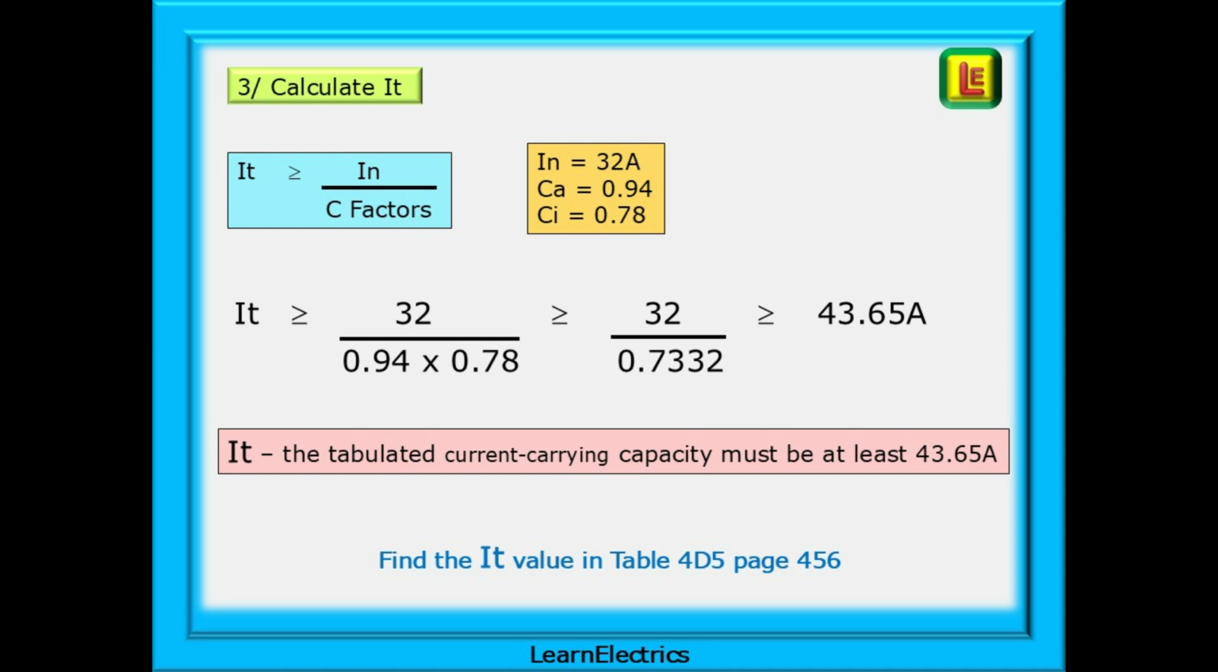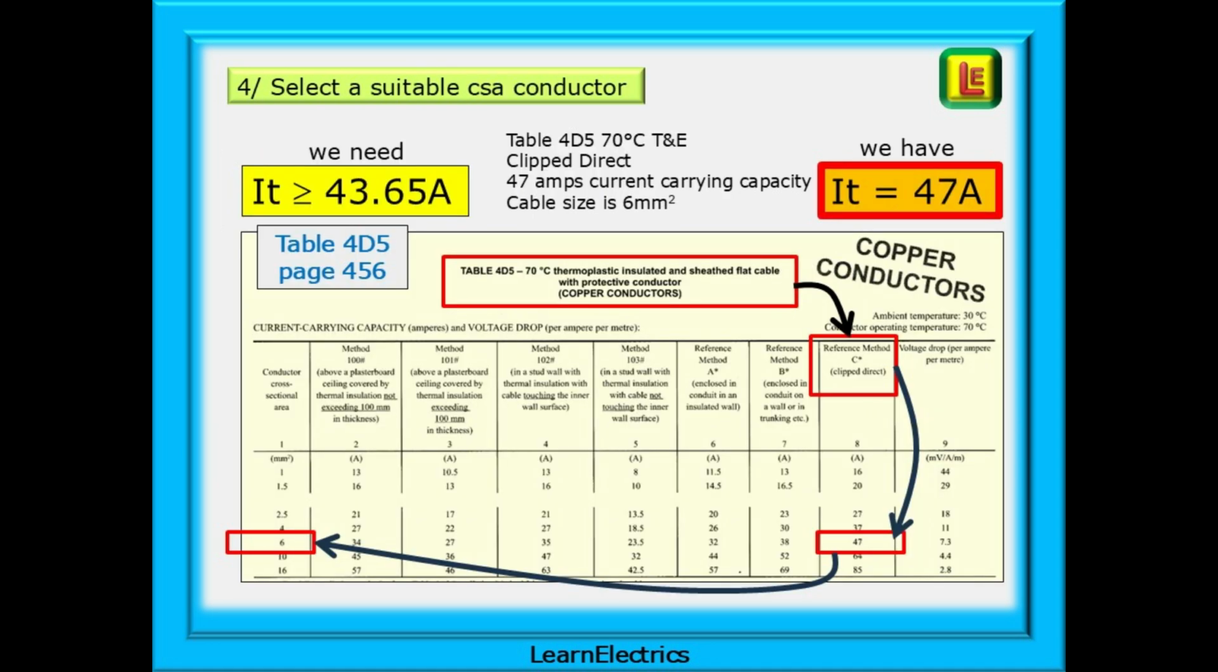Step 4 is selecting a cable size, and this is table 4D5, which is specific to twin and earth cable. Look down the column for clipped direct and find an amps rating equal to or greater than 43.65 amps. This is 47 amps. Now traverse left along the row to find the cable size, which is 6 square millimeters. So for 6 square millimeter copper conductor, IT is 47 amps.